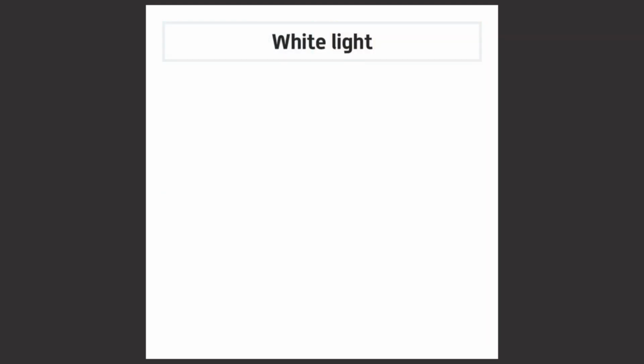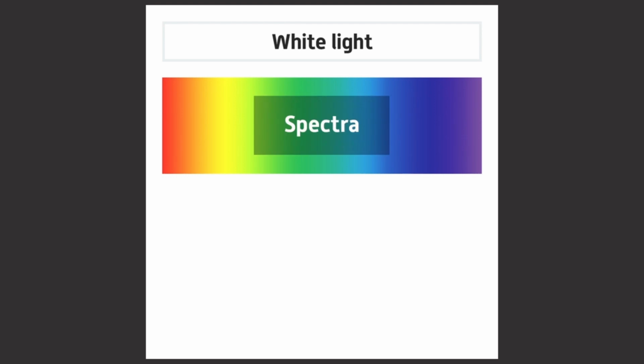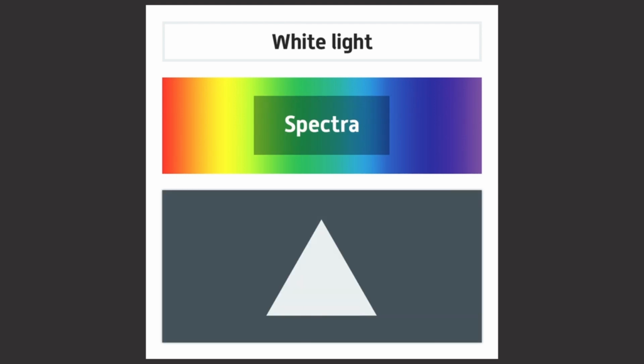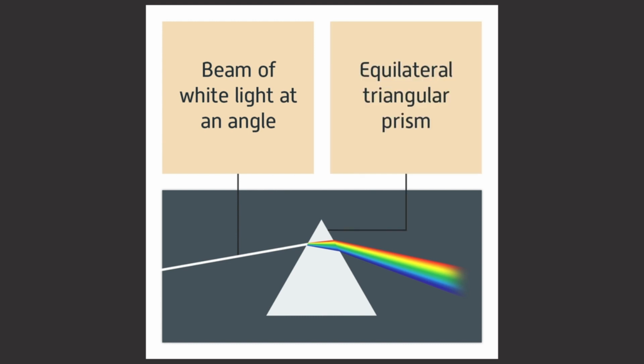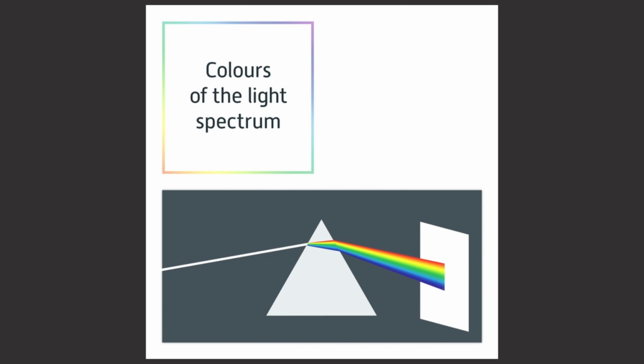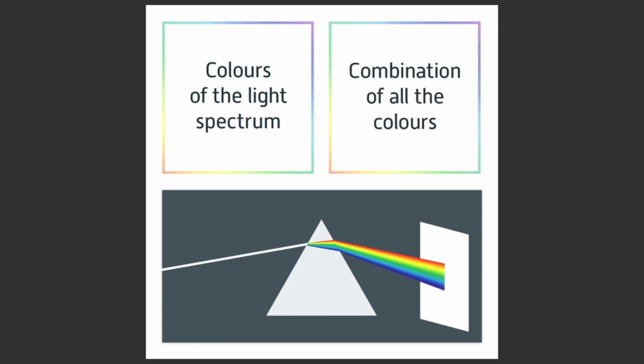White light is made up of all the colors of the rainbow, or spectra. To test this, you can shine a beam of white light at an angle onto an equilateral triangular prism. Hold a sheet of white paper on the other side of the prism, and you will see rainbow colors, the colors of the light spectrum. This shows that white light is a combination of all the colors.